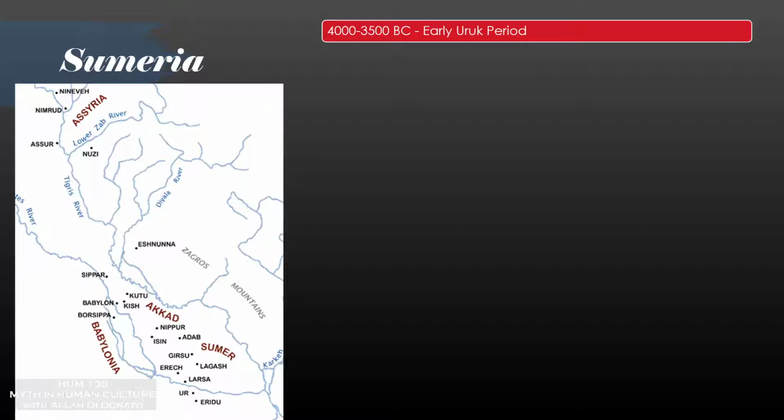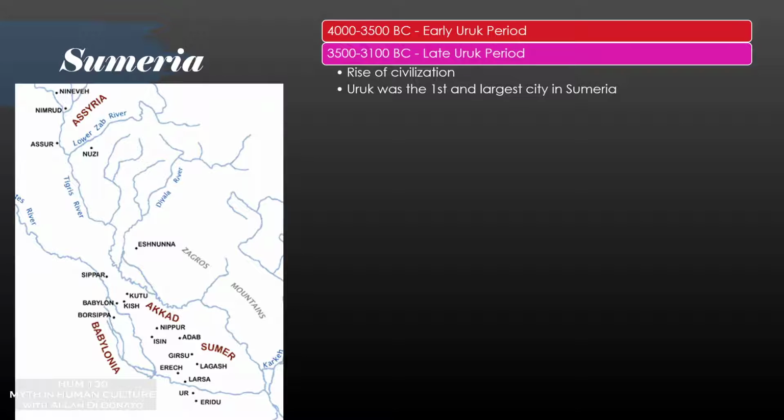Now, the city dates to its earliest phases at least as far back as 4000 BC. This early Uruk period eventually develops into a full-fledged city by the time we get to 3500, and we can call this the beginning of civilization. So from 3500 to 3100 BC, we call this the late Uruk period. And Uruk was the strongest, probably the largest and most important city in Sumeria at the time.